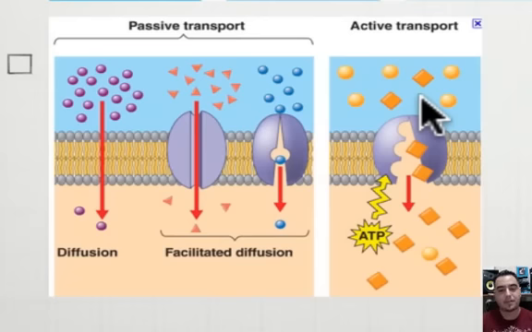Sometimes we need to force things in, and so we need some energy to do that, so we use ATP. For example, there might not be that much food molecules outside, but the cell's really hungry, and there's a lot already inside, so we force it in. Again, that's different. That's from low to high. That's the opposite way, so that requires energy.